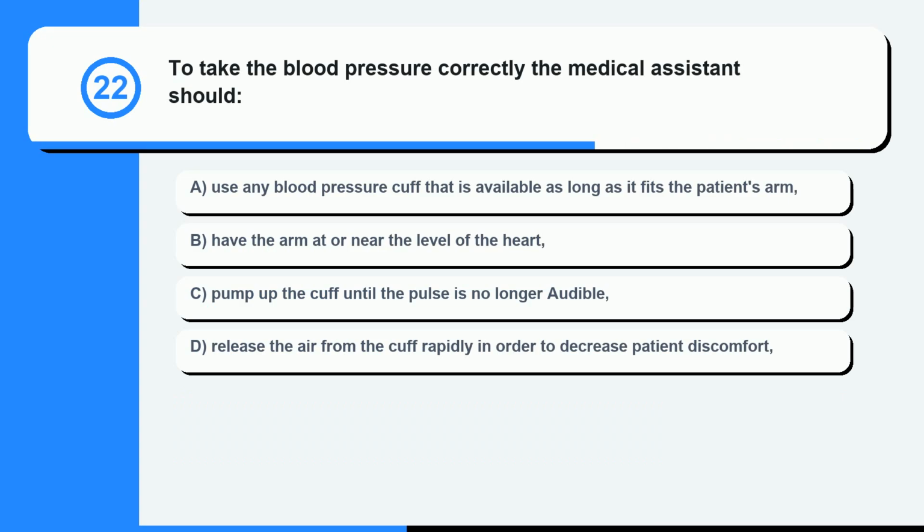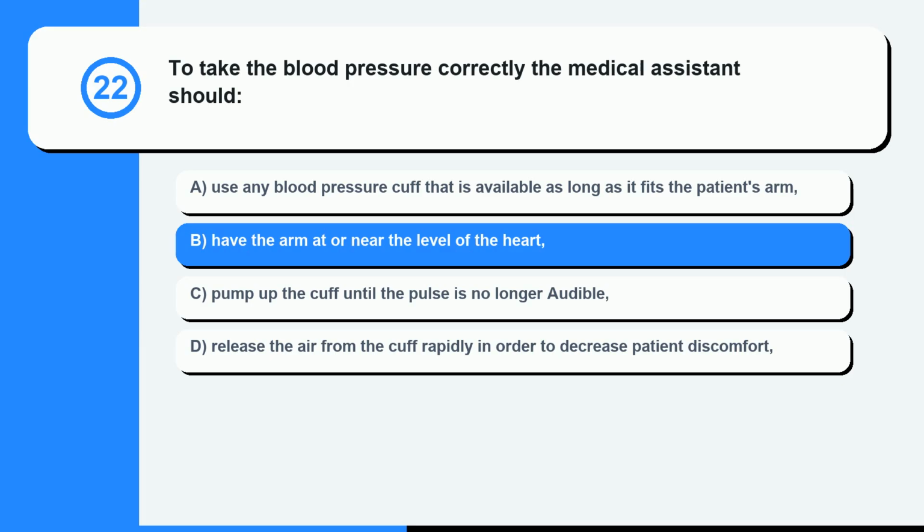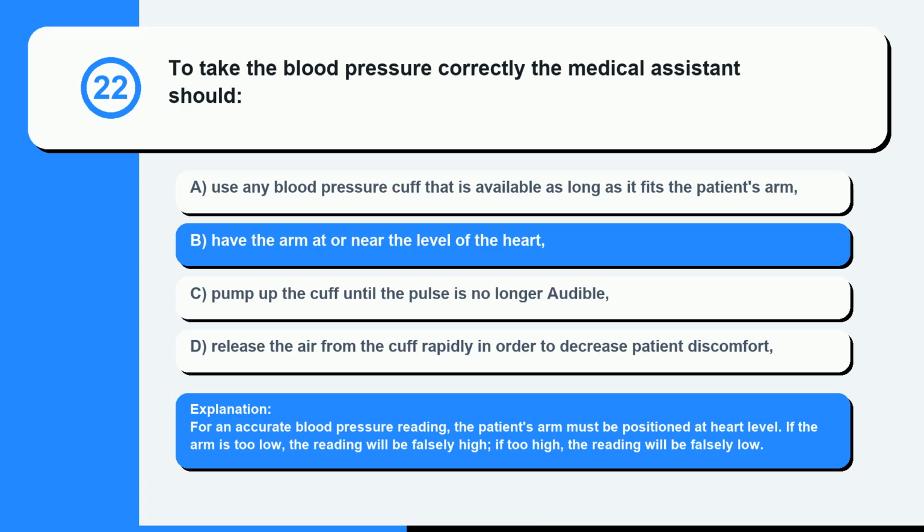Question 21. Draping is done primarily for A. Convenience of the doctor. B. Keeping the patient warm. C. Patient privacy. Or D. Convenience of the medical assistant. The correct answer is C. Patient privacy. Draping the patient during an examination is essential for maintaining patient privacy, modesty, and comfort, while only exposing the specific area to be examined.